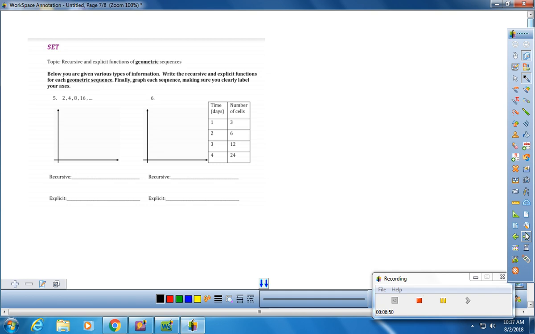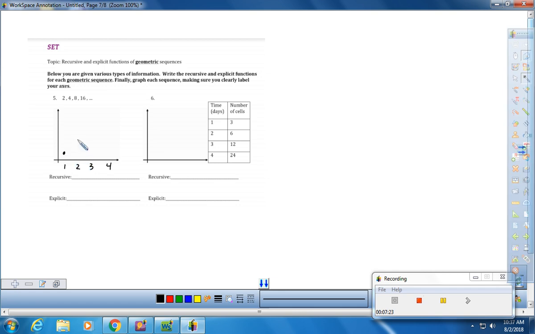Now it says below you're given various types of information. Write the recursive. As I'm getting more into this, I realize that the recursive is going to help you guys be better programmers. So let me help you with that, but stick with it. It's going to be a nice, important skill as you guys start to program stuff. Notice that we got a first term, second term, third term, and fourth term. Our first term is a 2.